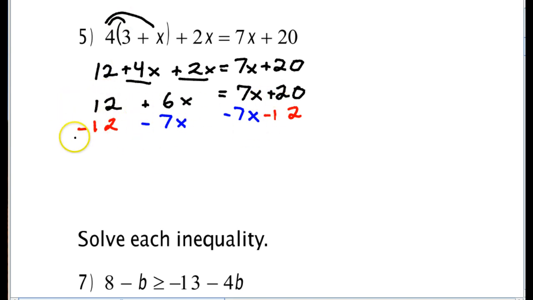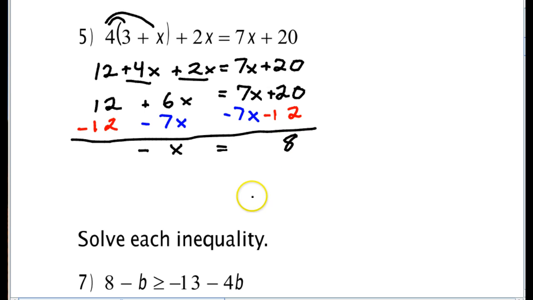Underneath everything should be some adding or subtracting. And we just go down. 12 minus 12 is 0. Don't have to write it. 6 minus 7, -x. 7 minus 7, 0. 20 minus 12, 8. You can see that's canceling, that's canceling. So we've got stuff canceling.